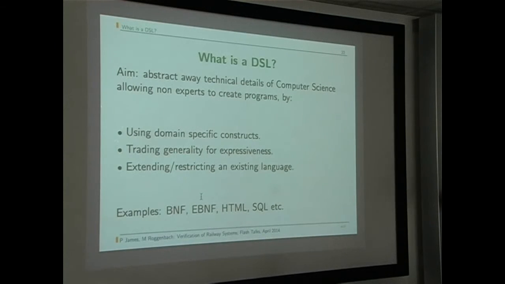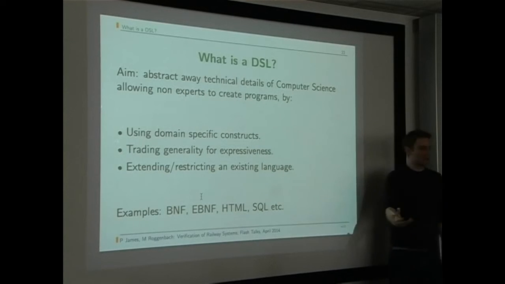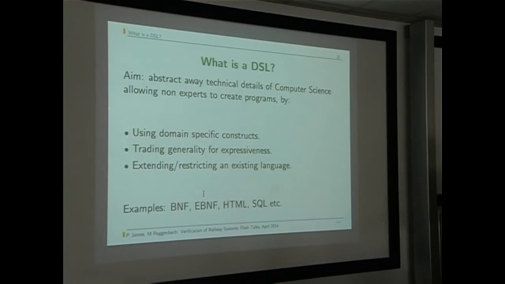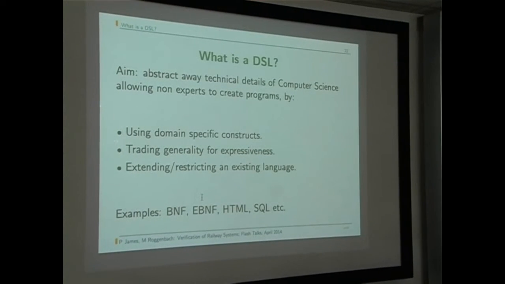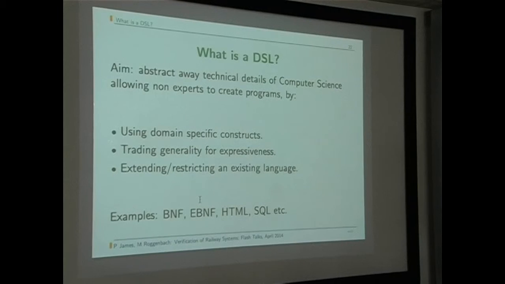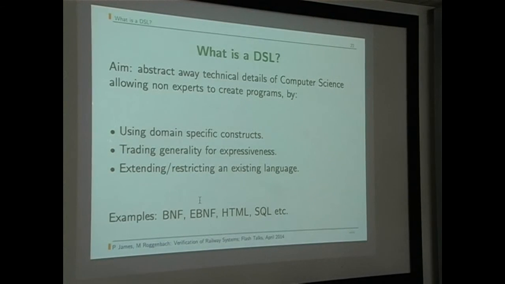So a DSL encapsulates this idea. It says, okay, we want to use specific constructs for the domain. So I want signals, I want tracks, I don't want while loops and if statements. Usually this involves trading generality for expressiveness, so I can't write down a while loop in my language if I don't have the while loop construct. I have a signal. What does a signal do? So there's this trade-off. Some examples of this include HTML and SQL, which are typical examples of domain-specific languages, and they're quite popular and used quite a lot for what they aim at.